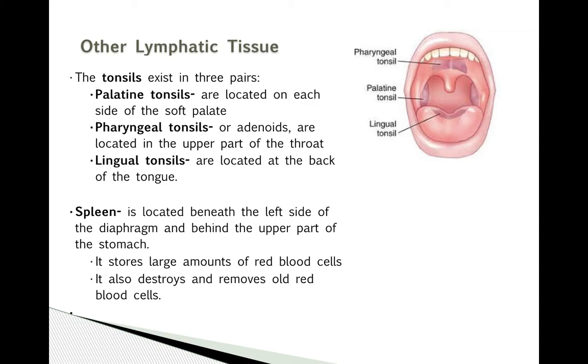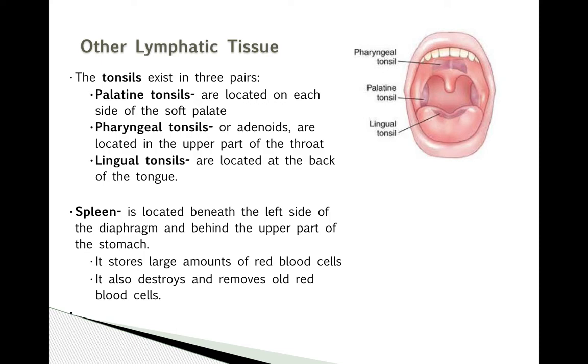The palatine tonsils are on each side of the soft palate. So that's where normally if you have strep throat, you go to the doctor, they can see all the pus built up on each side of your palatine tonsils. Your lingual tonsil is just located on the back of the tongue. So all of these are part of the lymphatic system and they help fight infection.